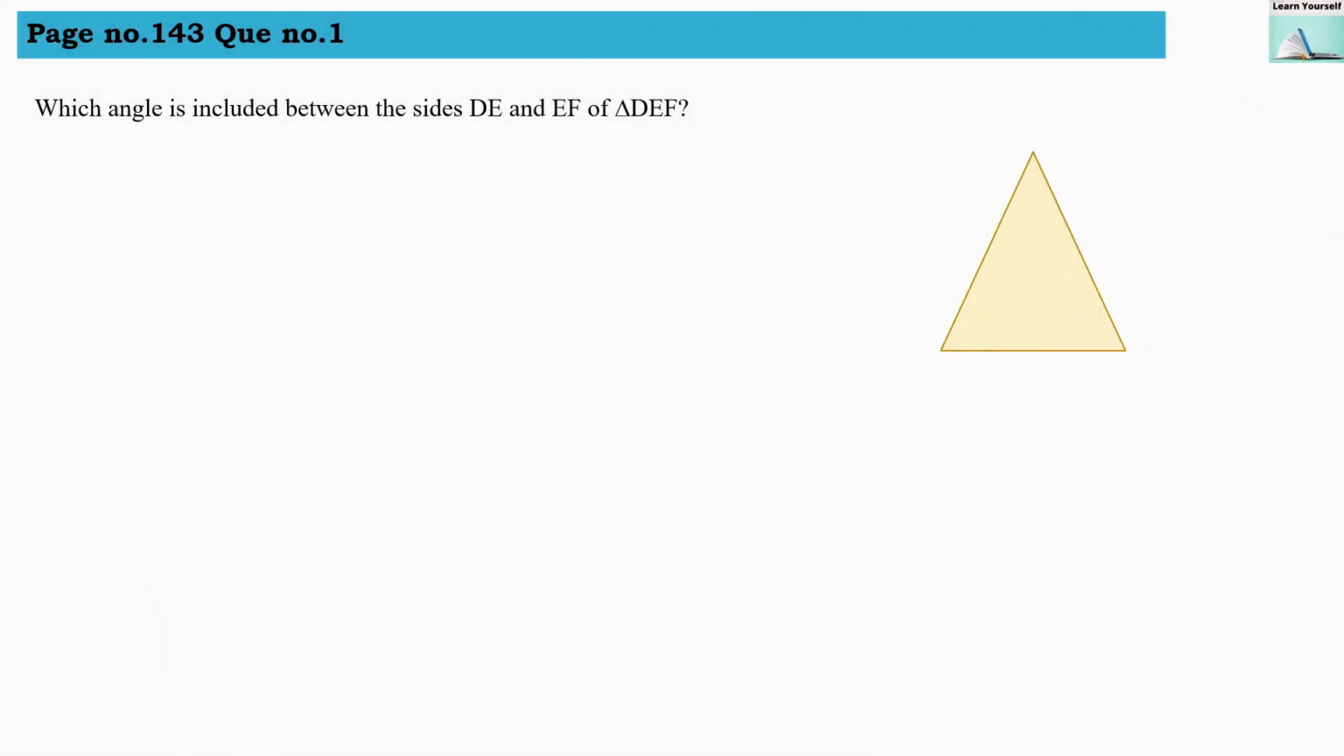Page number 143, question number 1. Which angle is included between the sides DE and EF of triangle DEF? So this is our triangle DEF. The best way to solve examples based on triangles and geometry is to always draw a rough triangle, confirm the sides, angles and the property of the triangle, and then write the answer. DE and EF. So let us look at that side. We are talking about this side, DE and EF. So which angle is included between these two sides? So the angle is E.